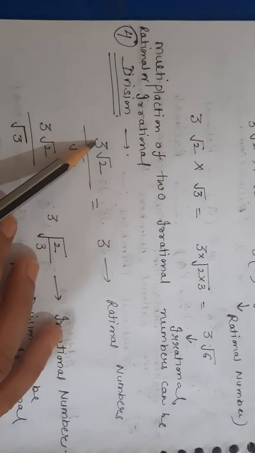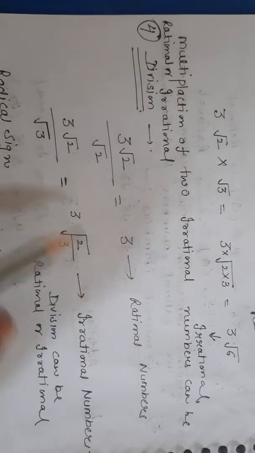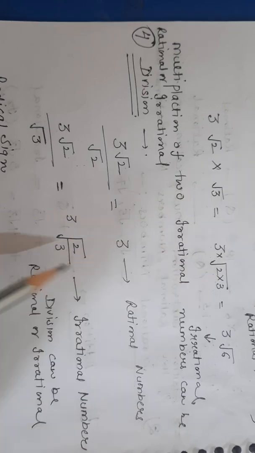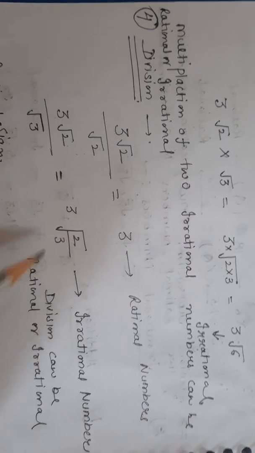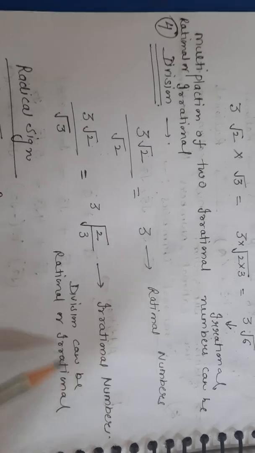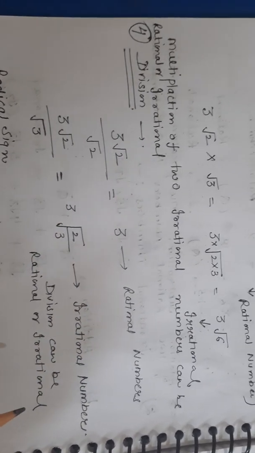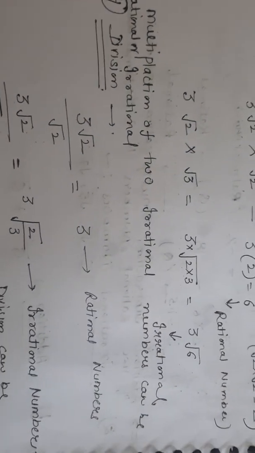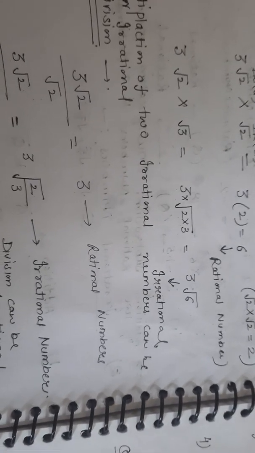Division. You divide two irrationals. These two will be cancelled, so here you have 3. This is rational. In this case, 3 root 2 upon root 3. Just like this, for division you can also write this as 3 times root of 2 by 3, which is an irrational number. So division can also be rational or irrational. From here we have come to a conclusion that if we add, subtract, multiply or divide any two irrational numbers, the answer can be rational or it can also be irrational.